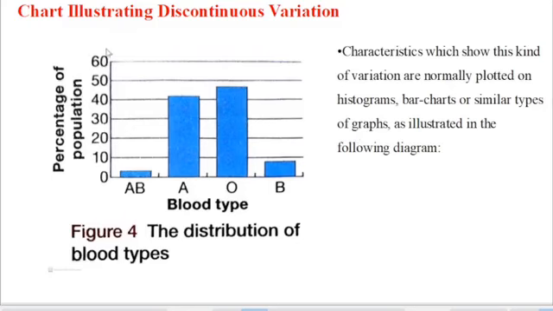Here in the y-axis, we have the percentage of population, and in the x-axis, we have the blood type. For example, blood type AB is showing the percentage of the population that has it. Blood group A is also illustrating the percentage of the population that has this blood type. Then blood group O showing the percentage as well. Make sure that you are able to distinguish the graph that is showing continuous variation, and the graph that is showing discontinuous variation.